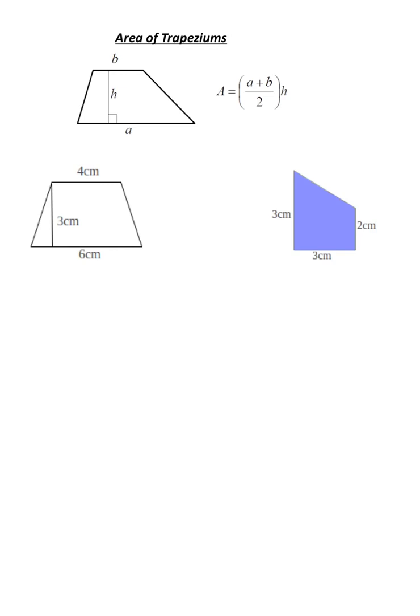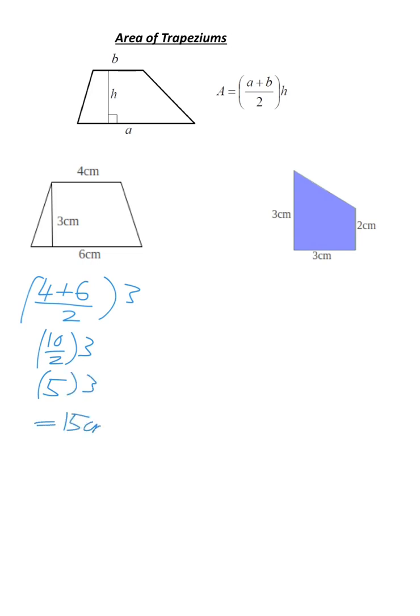So look at the first one here. We have a top length of 4, bottom length of 6 and the height of 3. So I'll have 4 plus 6 divided by 2, all multiplied then by our height, which is 3. So 4 plus 6 will be 10 divided by 2. So that'll be 5 times 3, which would be 15 centimeters squared.